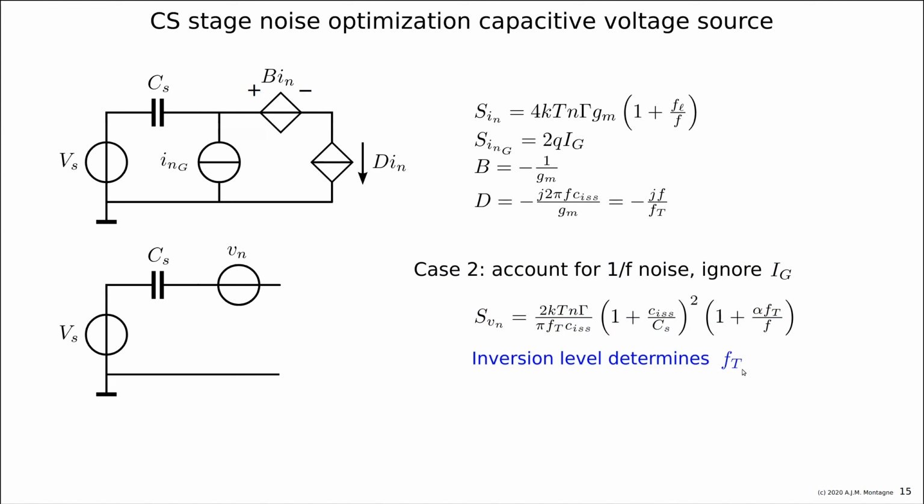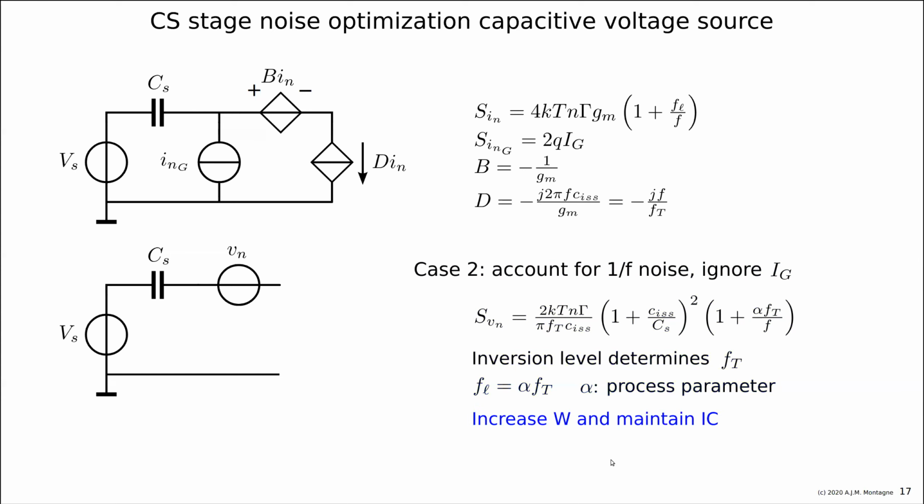Maybe it will go a little bit higher as long as GM increases. But as we have seen, GM doesn't increase that much if there's a lot of velocity saturation and vertical field mobility reduction. So this is a process parameter. So this is just a fixed thing. It doesn't change with CISS if we are going to change the width and maintain the inversion level.